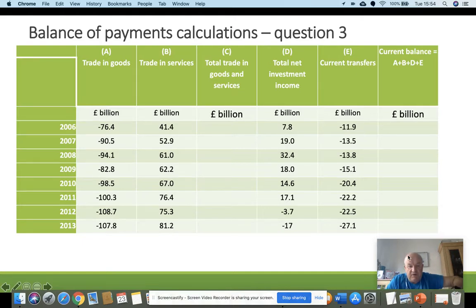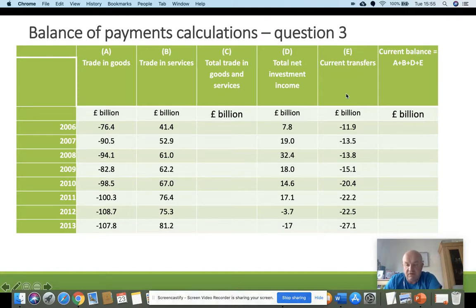Okay, so a little bit of calculation in the first instance, and you can see in this instance, if we take along the top, we've got trading goods, trading services. We know that's two elements of the balance of payments. We've got total trading goods and services, so we're clearly going to have to do some calculation between these two figures. Total net investment income, which is another source of income for the balance of payments, and also current transfers if there are any taking place. Well, in this case, all those appear to be negatives, don't they? Which must mean that they're going out of the country. So in this instance, then, the balance is a negative.